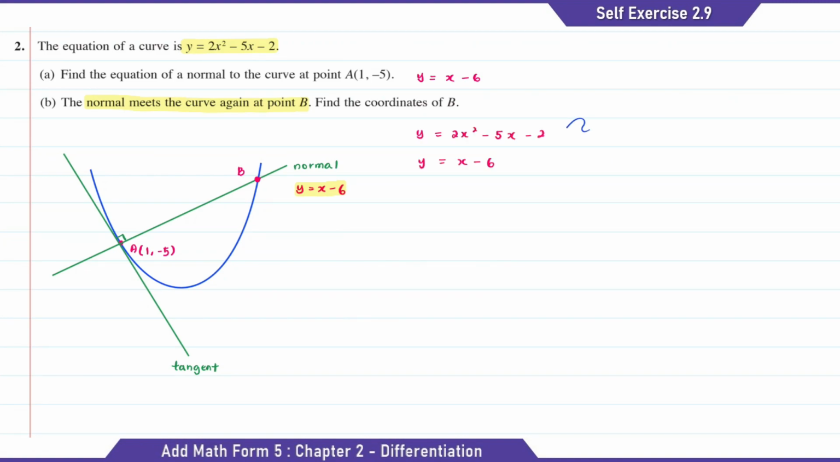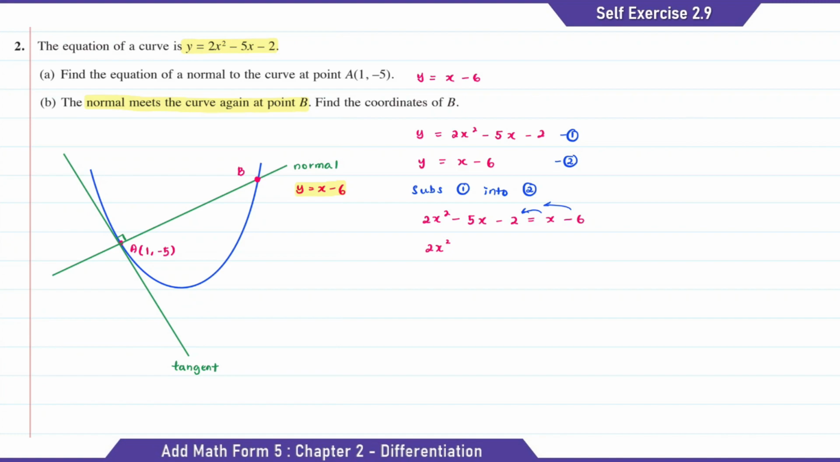For the two equations involved, I'm going to label them as equations 1 and 2. To solve this, substitute equation 1 into equation 2. Then we're going to get 2x squared minus 5x minus 2 equal to x minus 6. This is a quadratic equation. Here we're going to write this in general form.